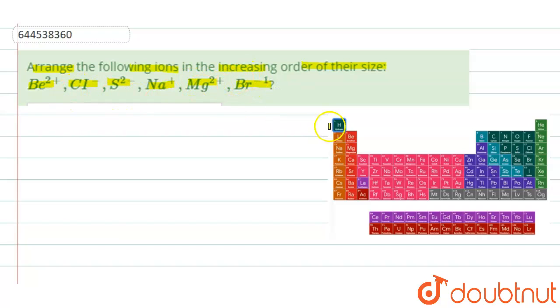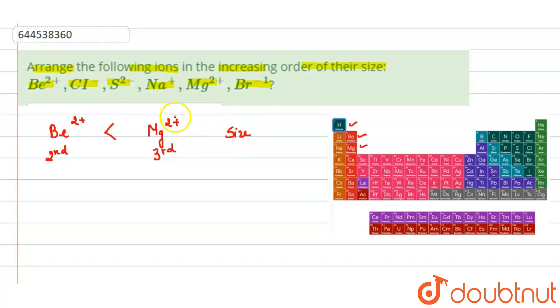So let's see the group 2 elements first of all. In group 2 elements, we have beryllium and magnesium. So let us compare the ionic radius as well as the sizes of magnesium and beryllium ion. Magnesium and beryllium ion have equal charges. But beryllium belongs to the second shell, the electrons are entering the second shell, and in magnesium they are entering the third shell. So compared to beryllium, definitely magnesium is bigger in size. So this is the trend in size.